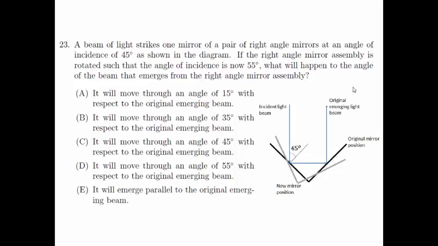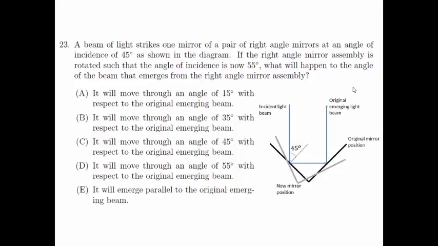The options are A. It will move through an angle of 15 degrees with respect to the original emerging beam. B. It will move through an angle of 35 degrees with respect to the original emerging beam. C. It will move through an angle of 45 degrees with respect to the original emerging beam. D. It will move through an angle of 55 degrees with respect to the original emerging beam. Or E. It will emerge parallel to the original emerging beam.